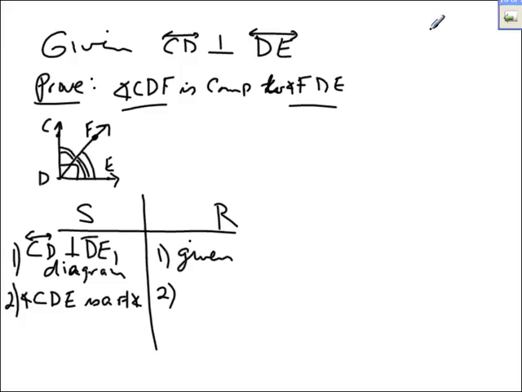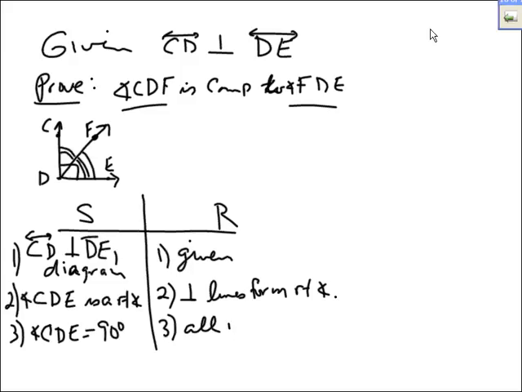Perpendicular lines form right angles. That means perpendicular lines form right angles. Now I'll say that it's 90 degrees. Angle CDE equals 90 degrees. Why? All right angles are 90 degrees. Each and every right angle equals 90 degrees. Okay.